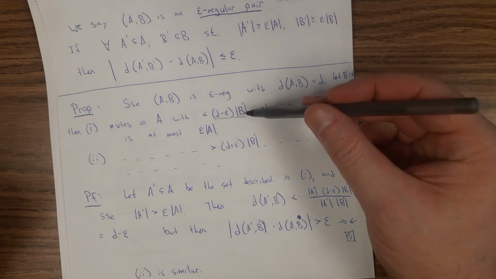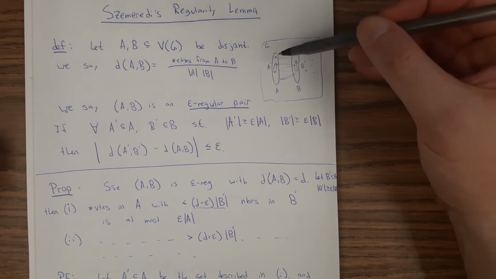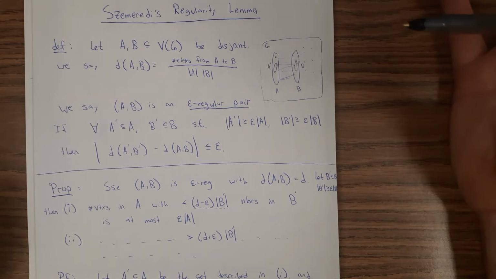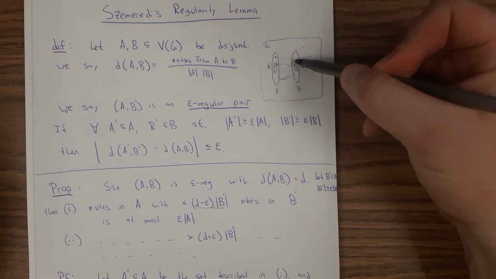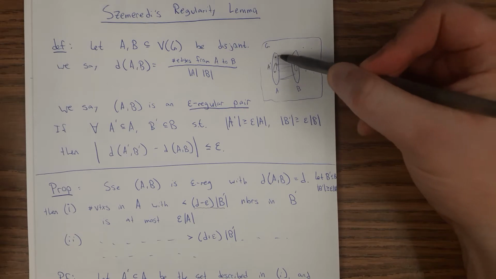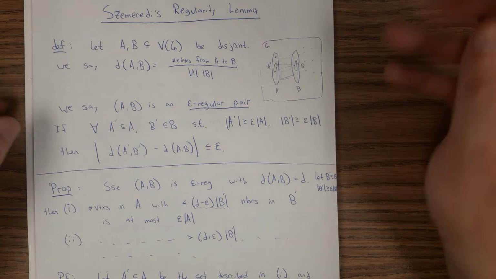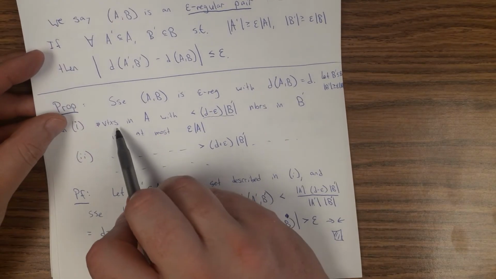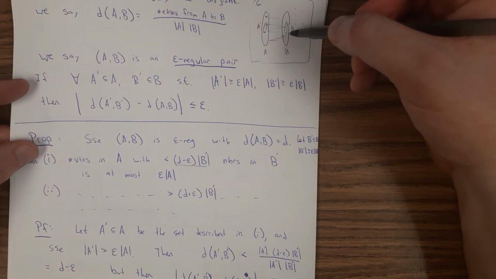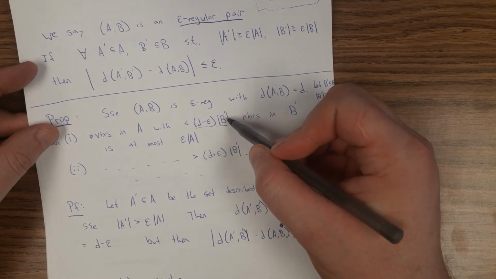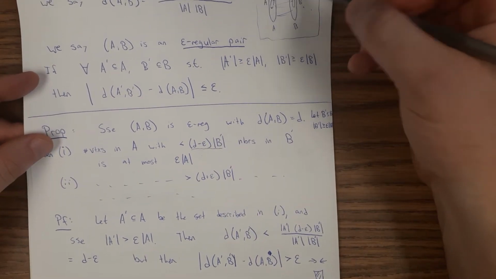And so what this is really saying is, once again, when I look up at this picture, intuitively, if I'm not being very technical and being kind of sloppy, if I'm looking at a vertex here and asking how many edges it should have into B prime, it should have about d times B prime. What we're saying is the number of vertices in A that do significantly less than that, meaning they don't get d times B prime many neighbors, they don't even get (d minus epsilon) times B prime many neighbors in B prime.